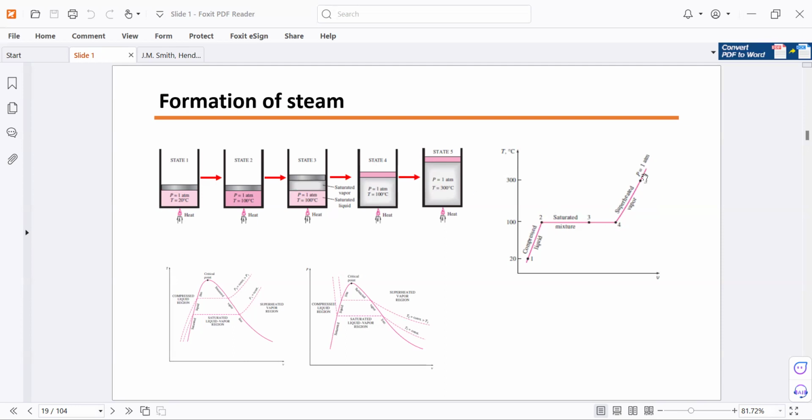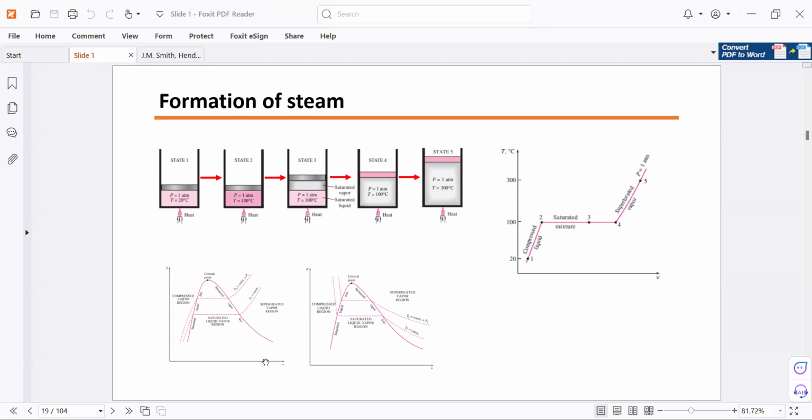And then finally, we increase the temperature to 300 degrees Celsius. That's way above the boiling point. Then you get the superheated vapor, or superheated steam.